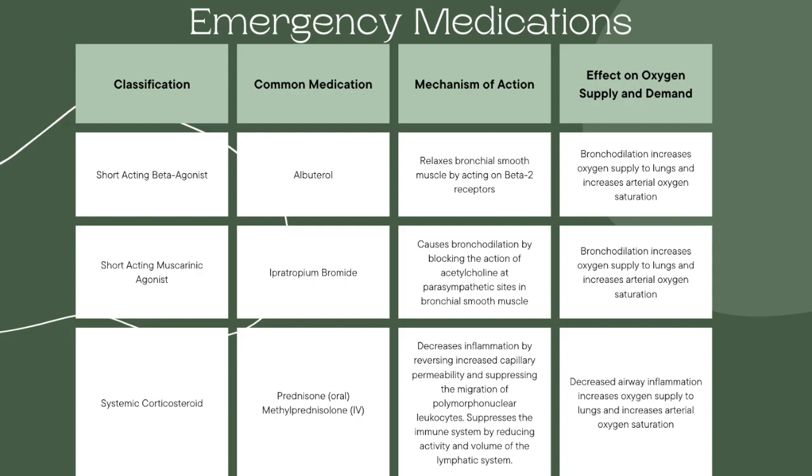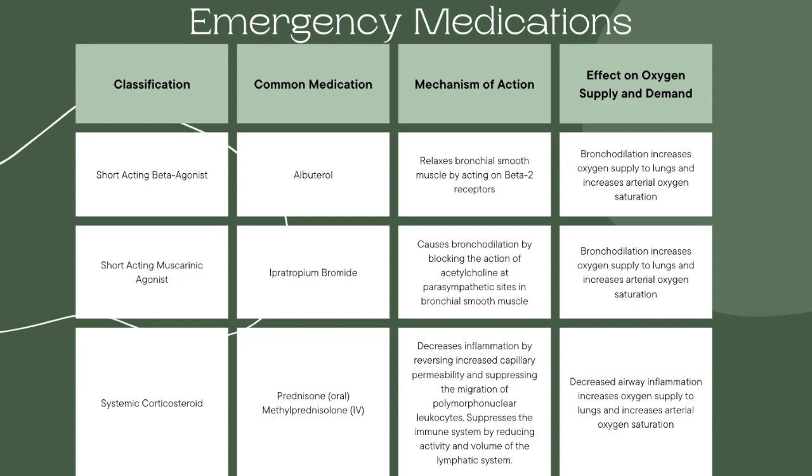Combining a SABA with a short-acting muscarinic antagonist, or SAMA, provides greater symptom improvement than monotherapy. Ipratropium bromide is an example of a SAMA. This medication causes bronchodilation by blocking the action of acetylcholine at parasympathetic sites in bronchial smooth muscle. Both of these medications cause bronchodilation in the airway.